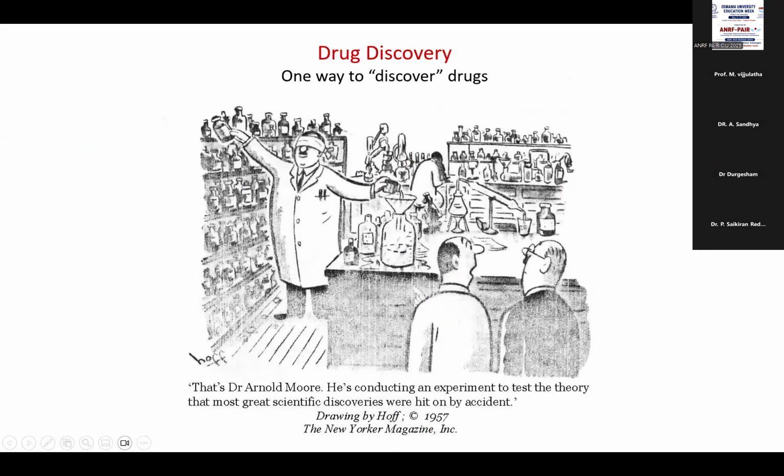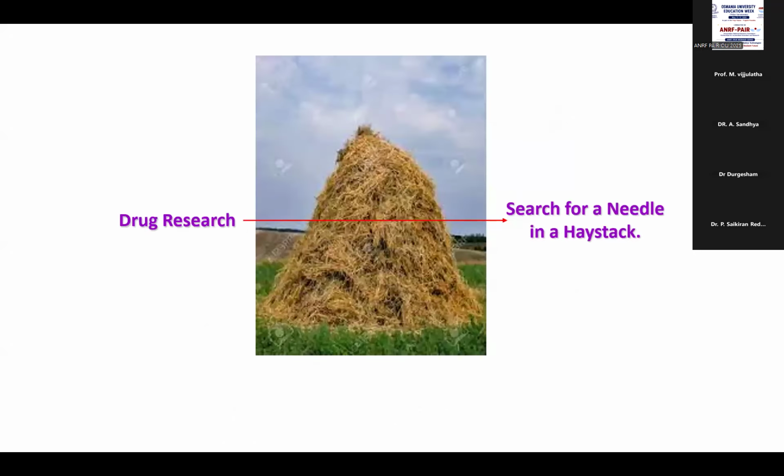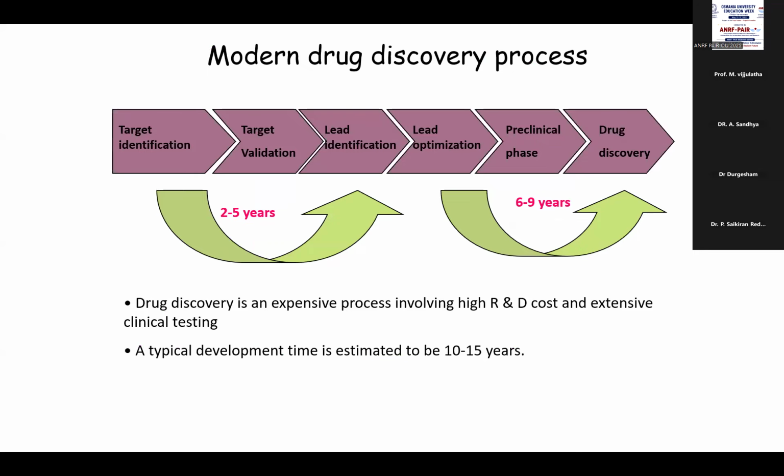So when we talk about drug discovery, earlier it was like a serendipity, where it was done randomly by conducting some experiments without any theory to proceed for some kind of drug molecules. It was like searching for a needle in a haystack. And when we talk about the modern drug discovery process, we can say we have certain steps which we have to follow for drug discovery.